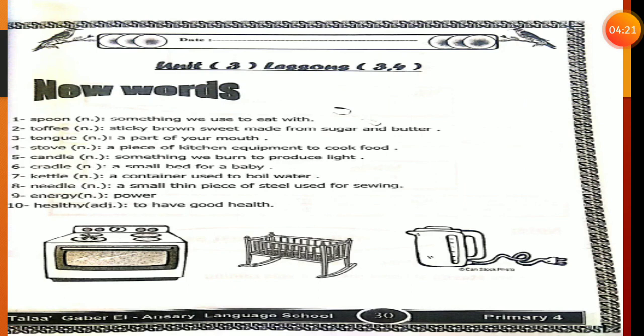Number 10, healthy. If you eat vegetables and fruits, you will be healthy. What is the meaning of healthy? To have good health. Again, what is the meaning of healthy? To have good health.